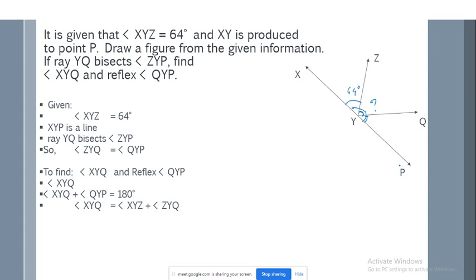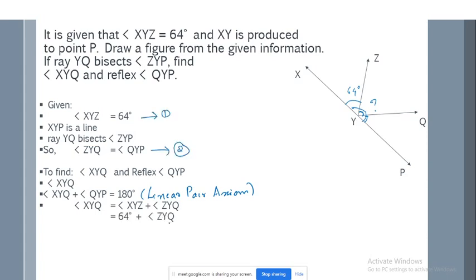Now consider angle ZYQ, this big angle. This is the sum of angle XYZ plus angle ZYQ. Why? Because they are adjacent. Since they are adjacent, we can write it like this, and angle XYZ is given to be 64 degrees plus angle ZYQ. I will mark these as equation 1 and 2.